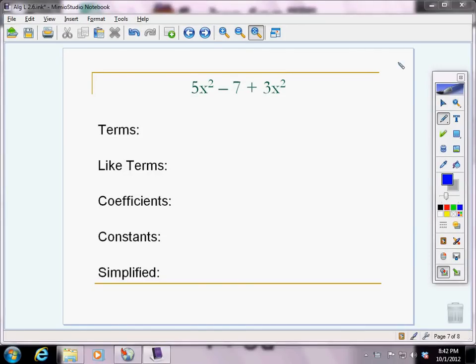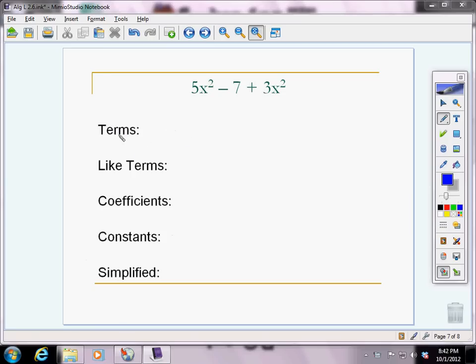Before we can simplify expressions, we need to know some important terms. So if you look at this expression we have here, we have 5x squared minus 7 plus 3x squared. And we have some vocabulary words here. Let's talk about what they mean.